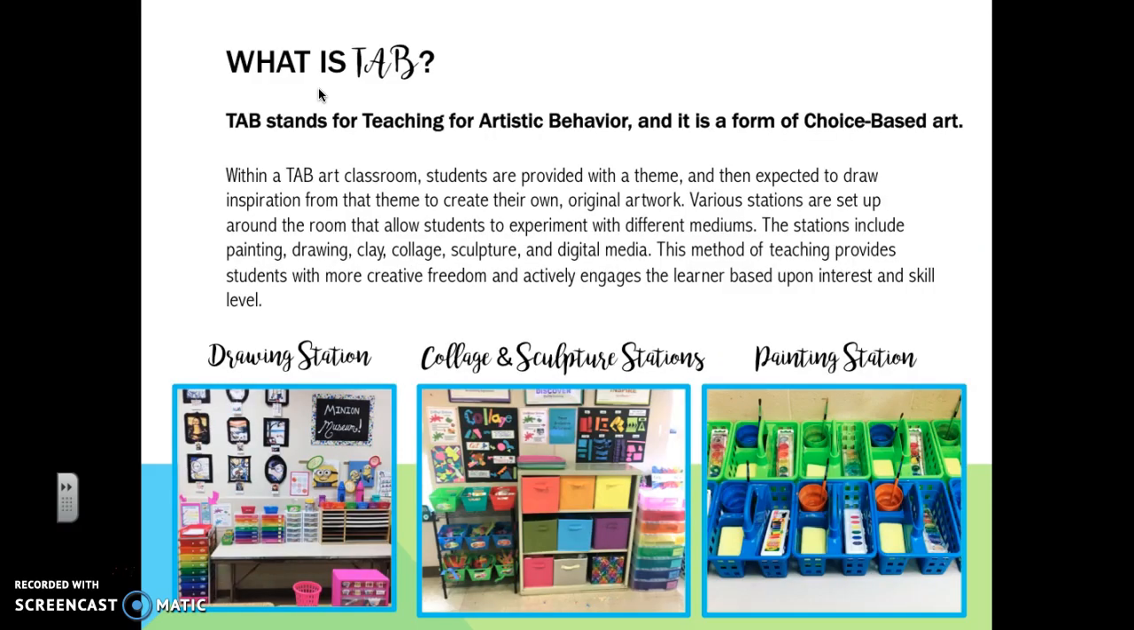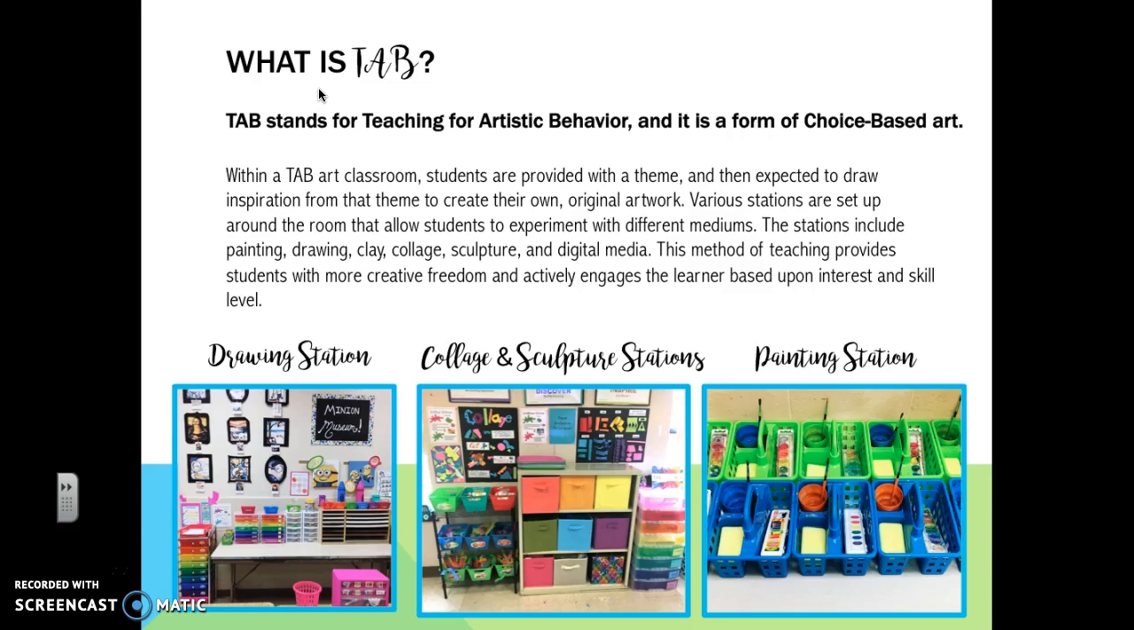I did mention that the students will be visiting tab stations, so just to inform you all, TAB stands for Teaching for Artistic Behavior, and it is a form of choice-based art. Within a TAB art classroom, students are provided with a theme and then expected to draw inspiration from that theme to create their own original artwork. Various stations are set up around the room that allow students to experiment with different mediums, and the stations include painting, drawing, clay, collage, sculpture, and digital media.